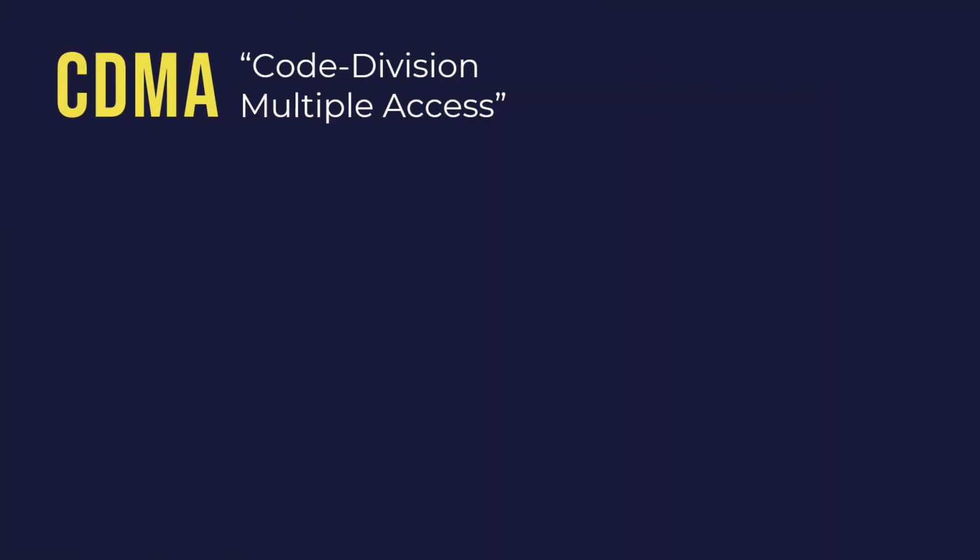CDMA, short for Code Division Multiple Access, is also known as spread spectrum. Spread spectrum because it spreads the bandwidth of the input data, as in the transmitted signal will have a higher bandwidth than the input data.